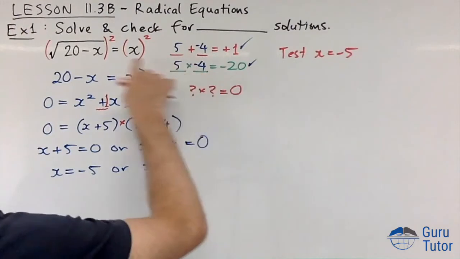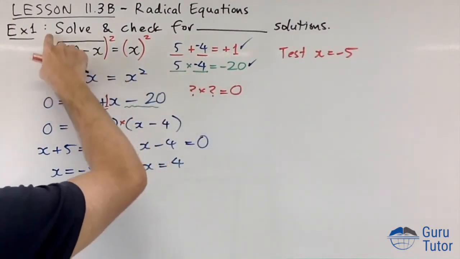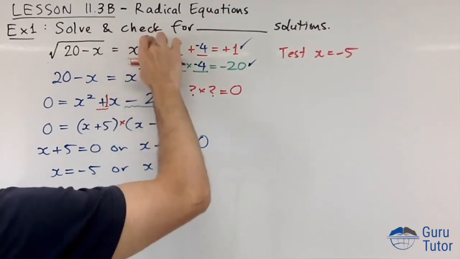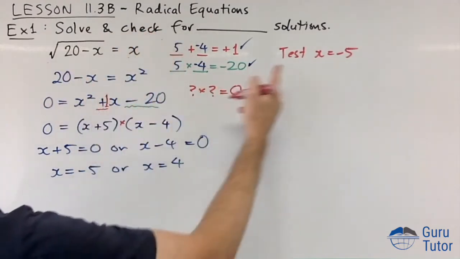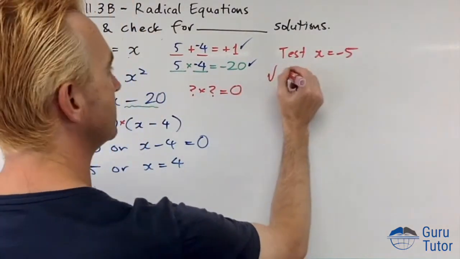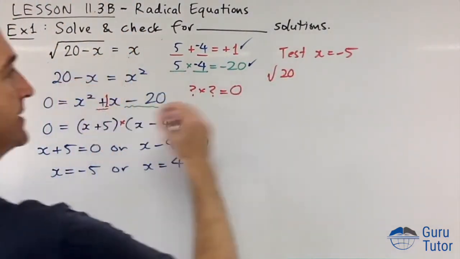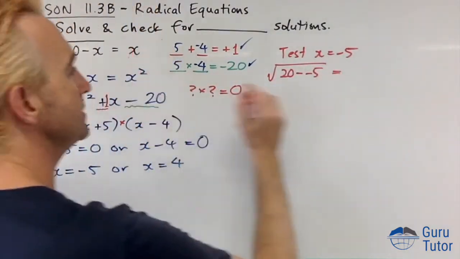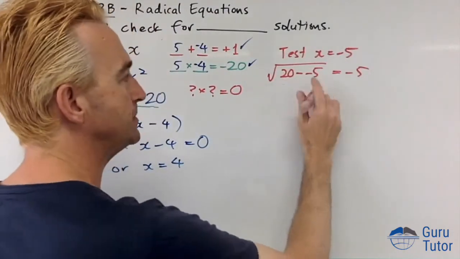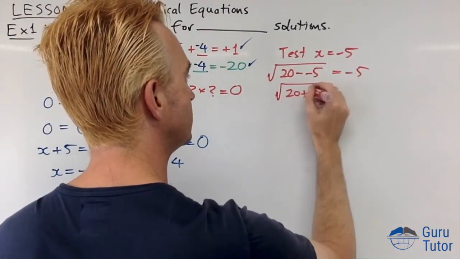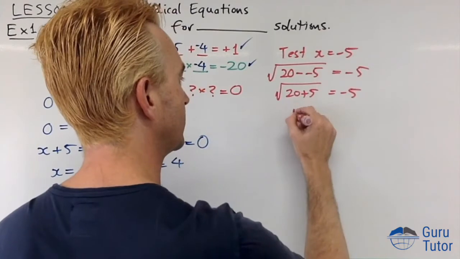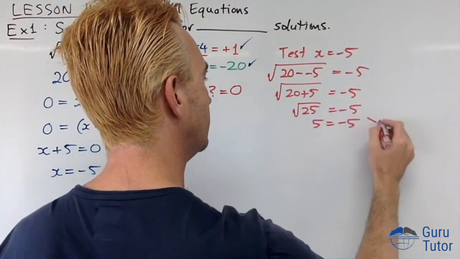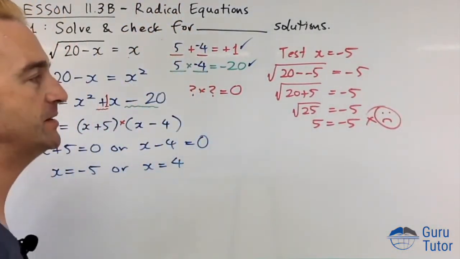So let's test it, put this back into the original equation without the squaring there. Okay, before we did all that stuff. Into this equation. X equals negative 5, so we're going to get root 20 minus x equals minus 5. 20 minus, and x is minus 5. We're going to double minus there. 20 minus minus 5, that is 25. Get root 25 equals negative 5. We get 5 equals negative 5. No! Okay, that doesn't work.